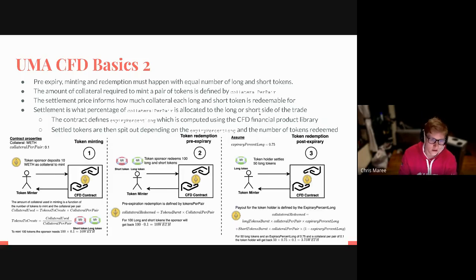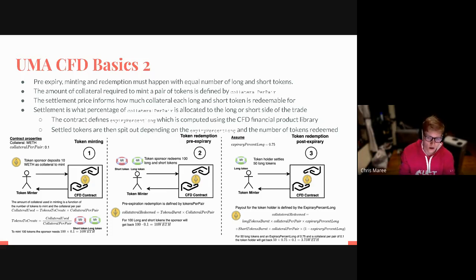So the basic way that this works is when you're minting tokens, you deposit collateral, and the amount of tokens that are created is calculated as the collateral used divided by the collateral per pair, or equally, the collateral used is the tokens to create times the collateral per pair. So in the example we have here, we're creating some fictitious contract. Collateral is WETH, and the collateral per pair is set to 0.1. So if you want to make 100 tokens, you would deposit 10 WETH, and you would get back 100 long and 100 short tokens. And then if you want to redeem these tokens pre-expiry, you can always redeem that pair back for the collateral that you deposited.